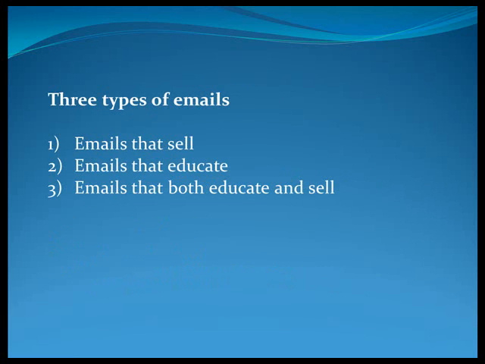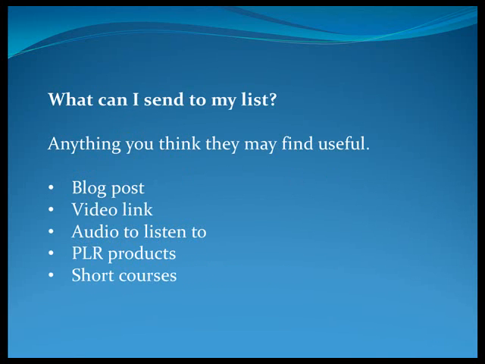Now there are three types of emails that you can send out. Emails that sell, emails that educate, and emails that both educate and sell. So what can you send out to your list? You can send out anything you think they may find useful. And this could be a blog post, a video link, an audio that they can listen to, PLR products, or even short courses.